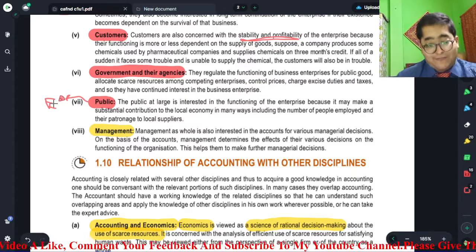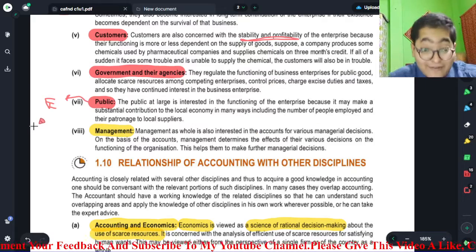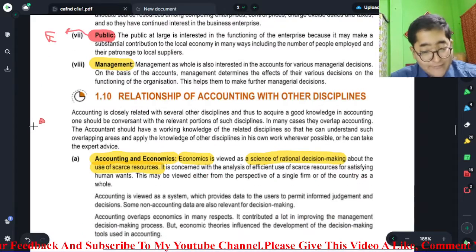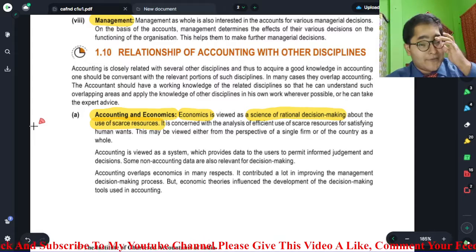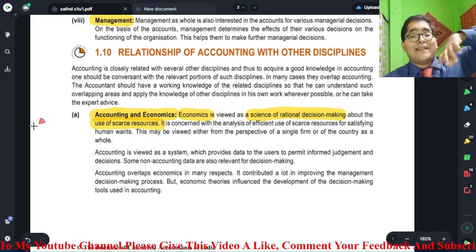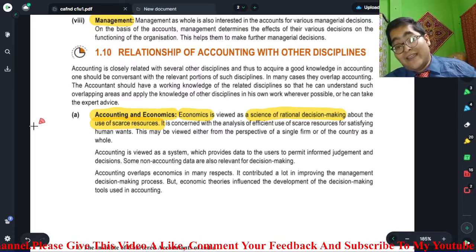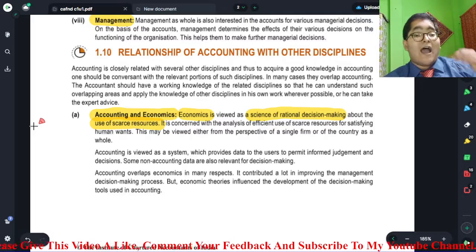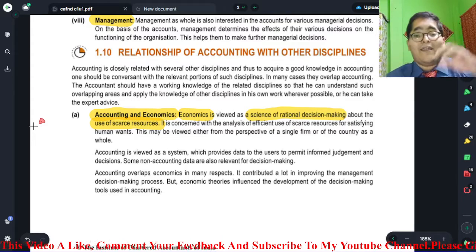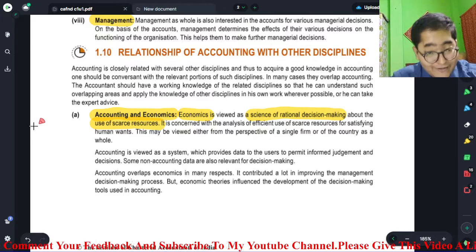Now comes management. Management as a whole is interested in the accounts. The management is an internal user, right? Yes, the management is an internal user, and the management is interested in the functioning of the business. The management is responsible for the functioning, and also they are interested in knowing how the business is performing, how the business has done throughout the year. So management is an internal user.